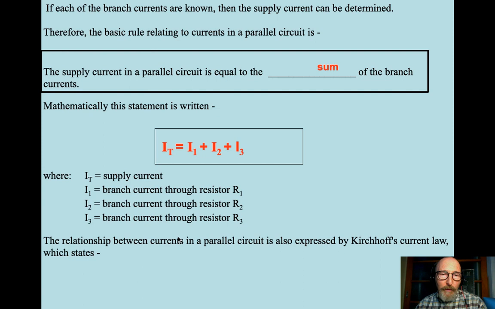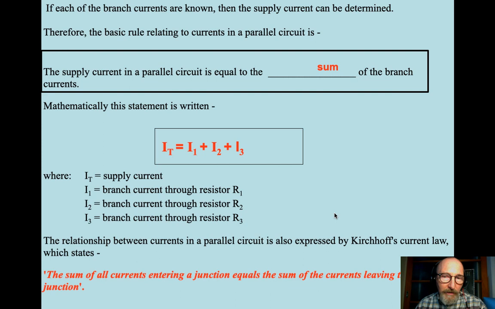The relationship between currents in a parallel circuit is expressed by Kirchhoff's current law, which states the sum of all the currents entering a junction equals the sum of the currents leaving the junction. Okay, so that's Kirchhoff's current law.